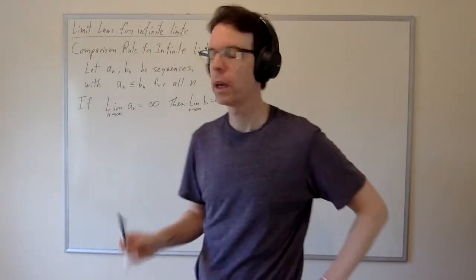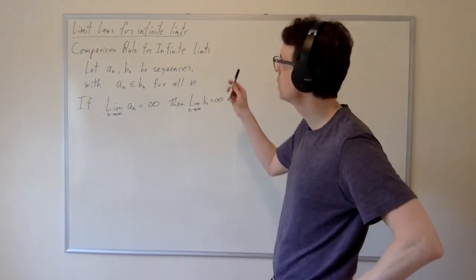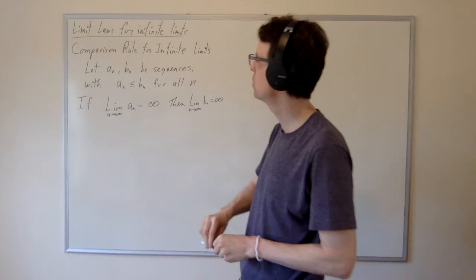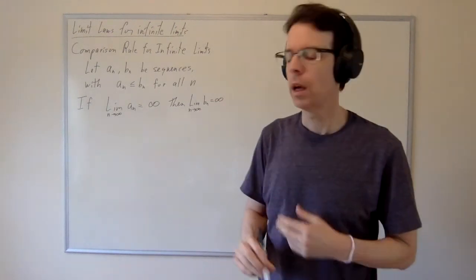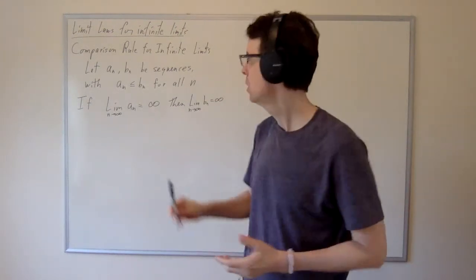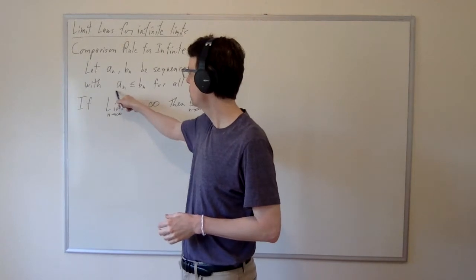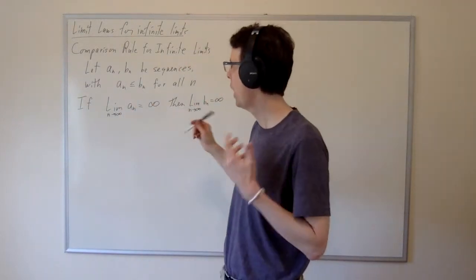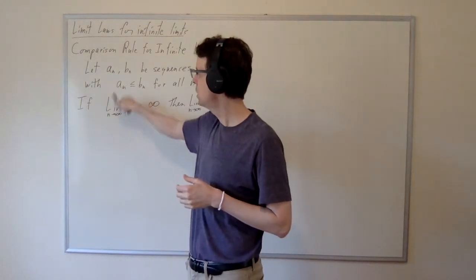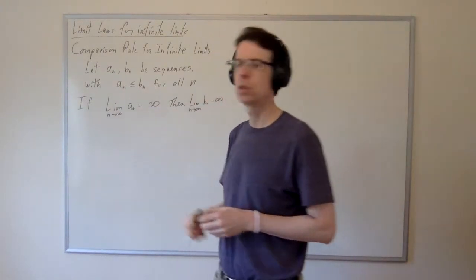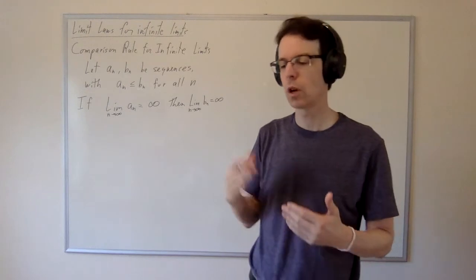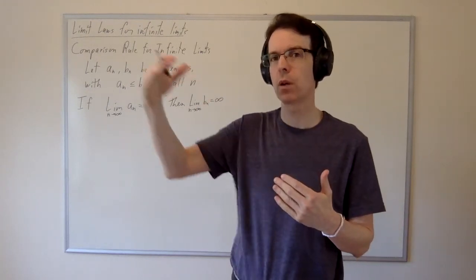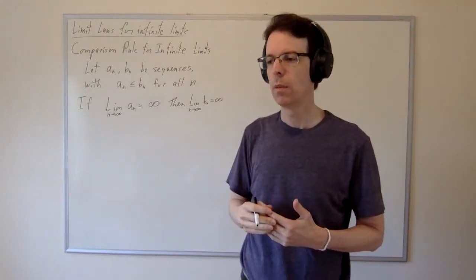Next, we're going to talk about a comparison rule for infinite limits of sequences. Suppose we have two sequences, an and bn, and suppose that they have a relationship to each other so that the terms of the sequence an are always less than or equal to the terms of bn. Now, if it should happen that the lesser of these sequences, an, diverges to infinity, so the terms of an get bigger and bigger without bound.